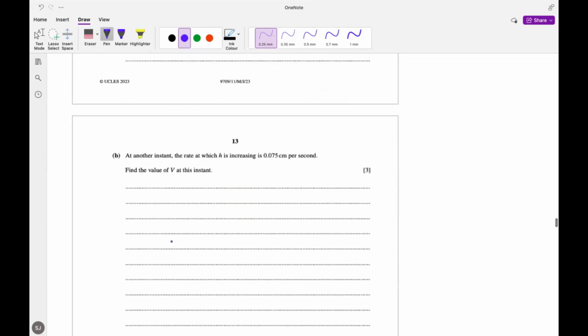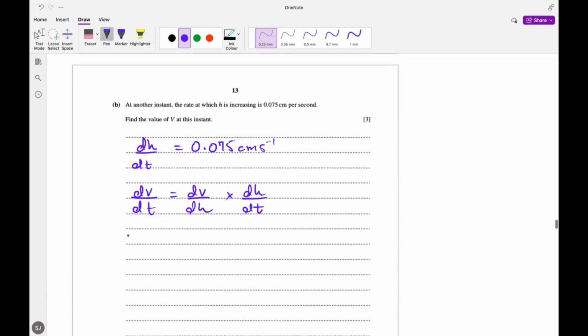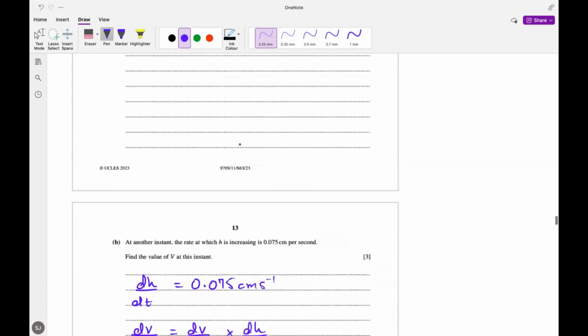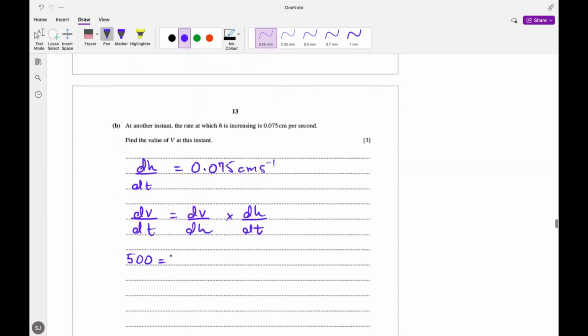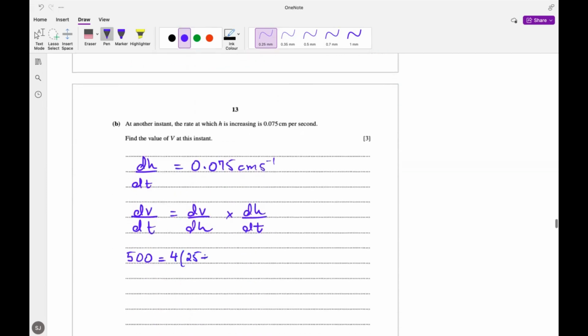In part B, it says that at another instant, the rate at which h is increasing is 0.075 centimeters per second. So we can say that dh/dt is 0.075 centimeters per second. We have to find the value of V. Now we already know that the formula is dV/dt = dV/dh into dh/dt. As we have the value of dV/dt as 500, and dV/dh was 4(25 + h)², we'll write 4(25 + h)² multiplied by 0.075.